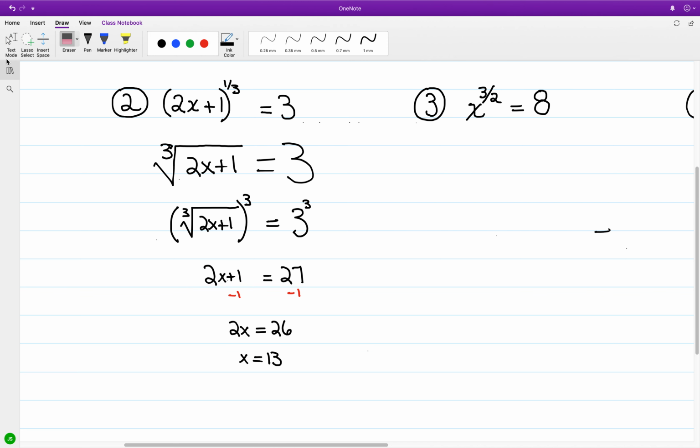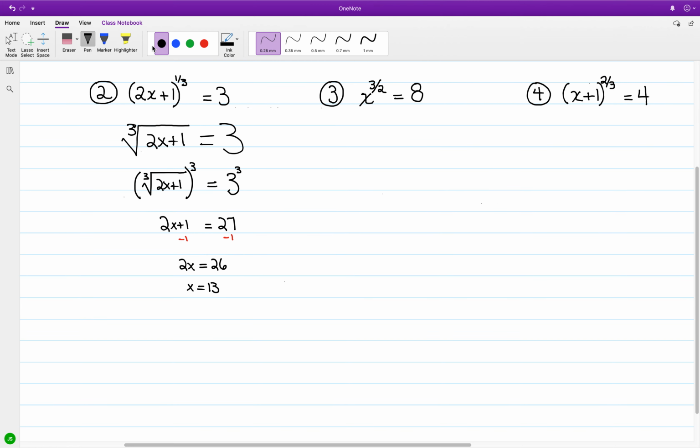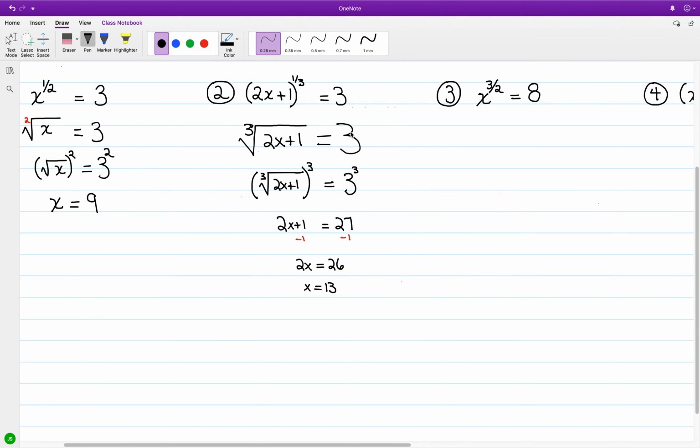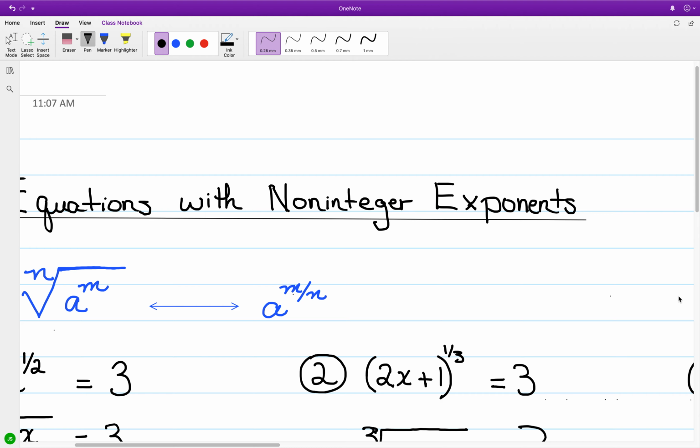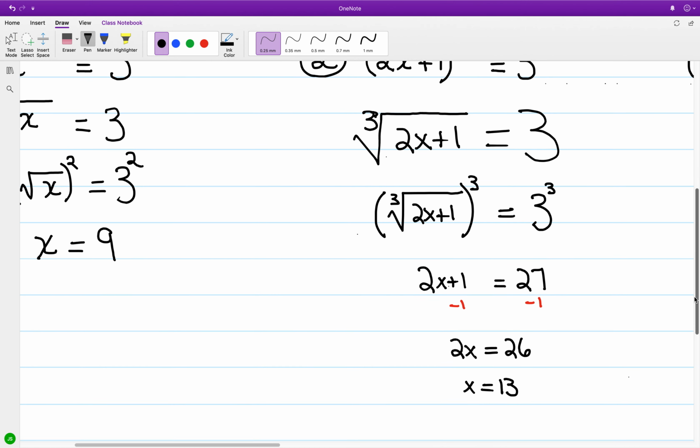Now, for the case of the third item, we have x to the 3/2 is equal to 8. And if I rewrite what I have here, so I have x to the 3/2, I'm going back to square root expressions. So I have the square root of x cubed is equal to 8. And then to free up x cubed from the radical, I'm going to square both sides of the equation.